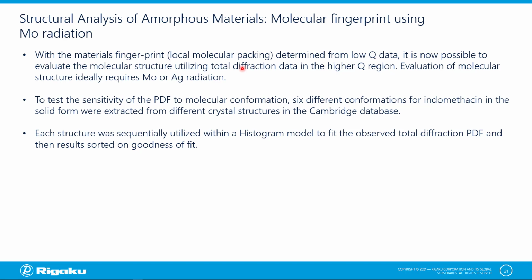So to illustrate how sensitive this technique is to molecular conformation, I actually went through the Cambridge database and extracted out 6 different conformations for indomethacin from published crystal structures. I then took these 6 different conformations through the same histogram modeling process, compared it to the raw data, extracted out the local packing function, and then compared the goodness of fit across these individual crystal structures. And I think the results are really quite surprising.